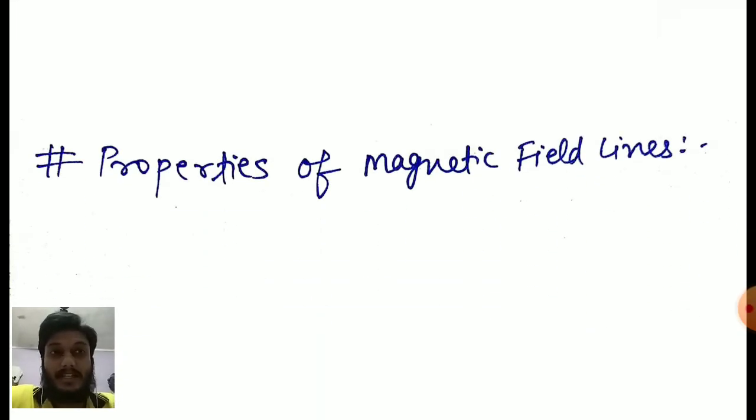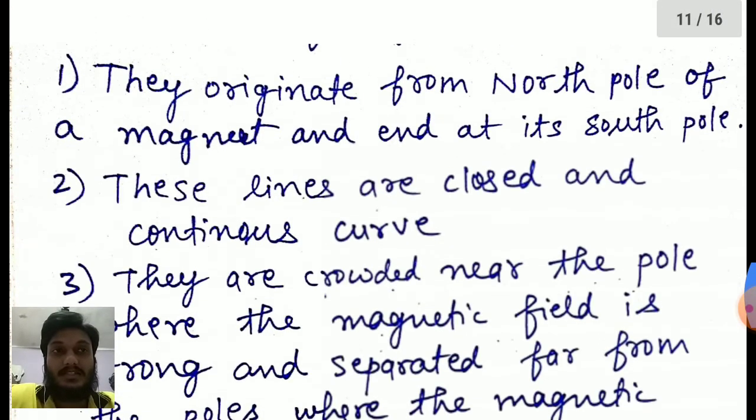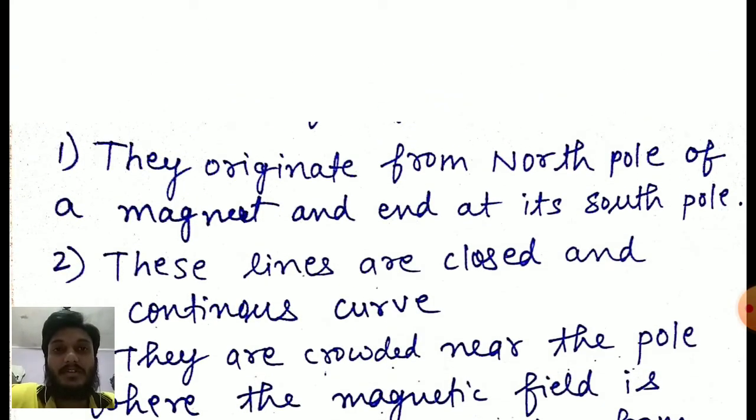Properties of magnetic field lines. What are the properties? The first property: they originate from the north pole of a magnet and end at the south pole. And this you can see in the diagram. In the magnetic field lines of the bar magnet which we have just seen, there also you can see that from the north pole it is going to the south pole. It starts from the north pole and ends at the south pole.